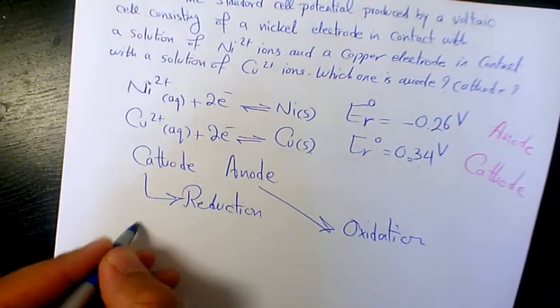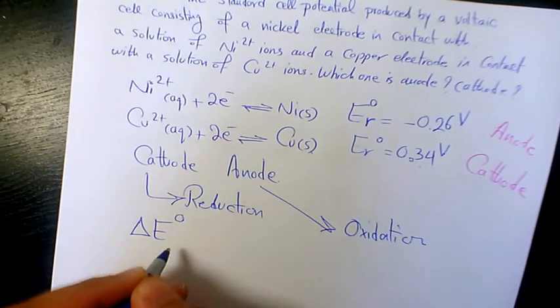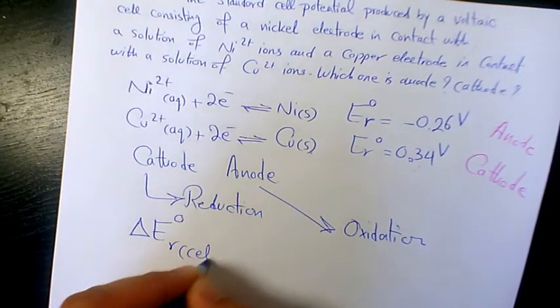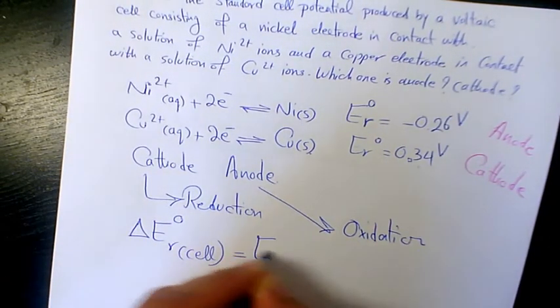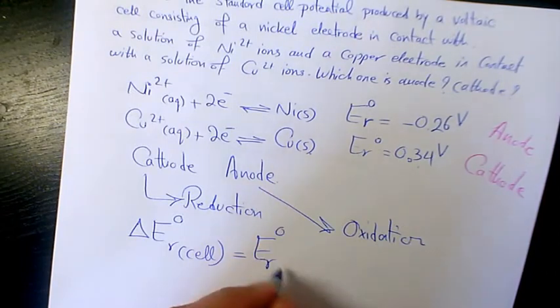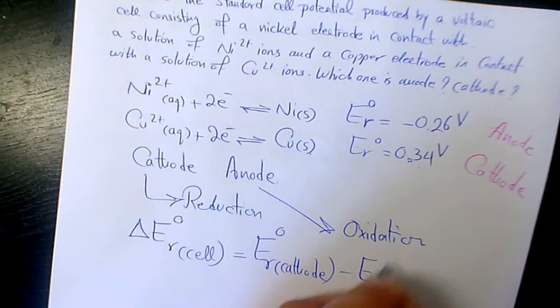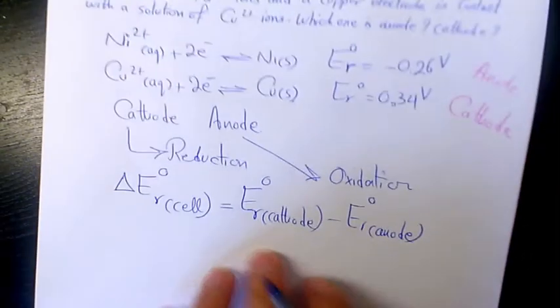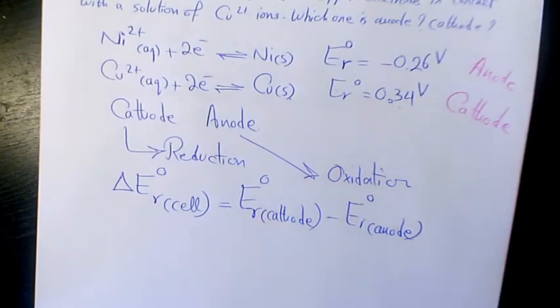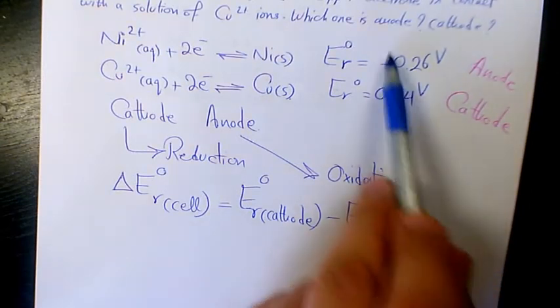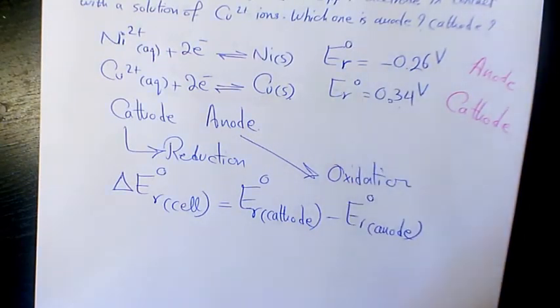So the standard cell potential can be calculated using this formula: it equals the standard reduction potential of the cathode minus the standard reduction potential of the anode. And for both of them it has to be reduction, which you find in the table called standard reduction potentials, for which I already wrote the corresponding numbers.